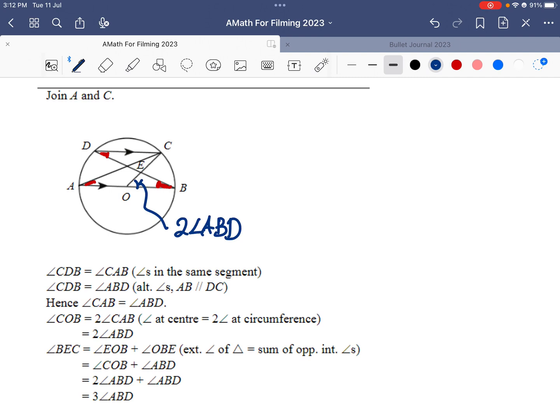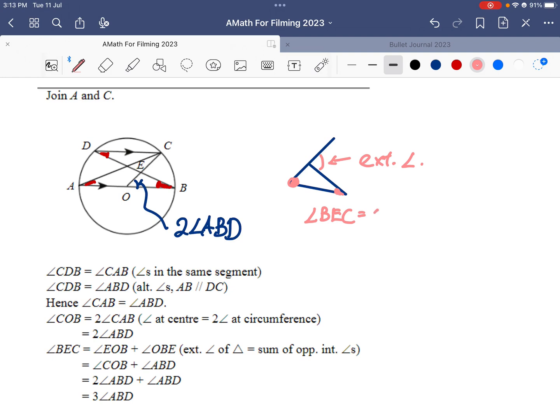Now, if I want to find angle BEC, what do I do? Angle BEC equals angle EOB plus angle OBE. What we're applying here is, if you remember, if you have a triangle, and this angle in pink is known as the exterior angle. How do I get the exterior angle? It is the sum of this angle here and this angle here. In this case, our exterior angle is angle BEC.